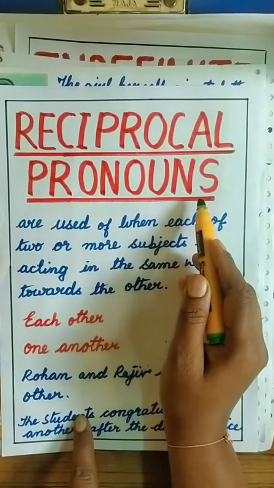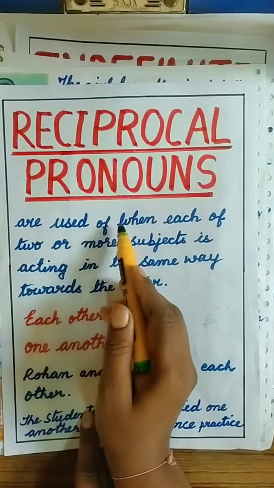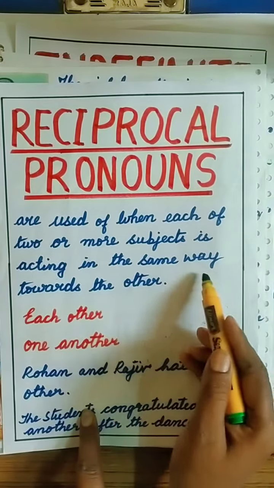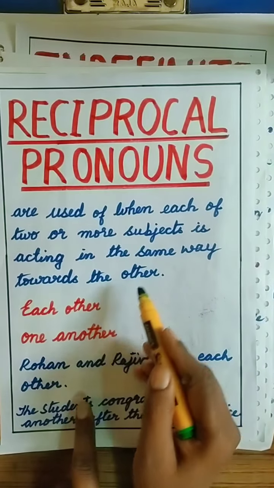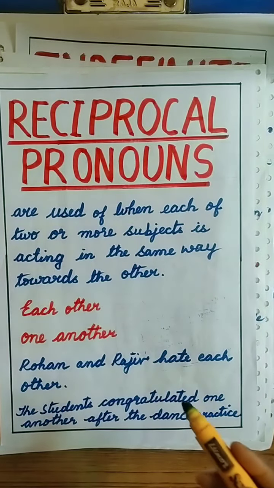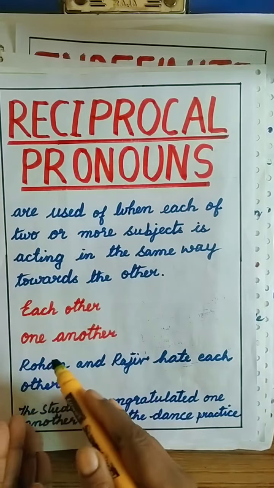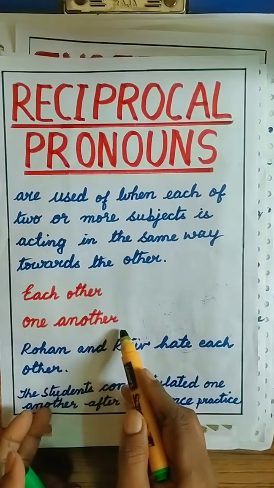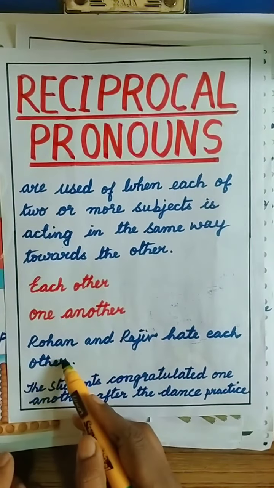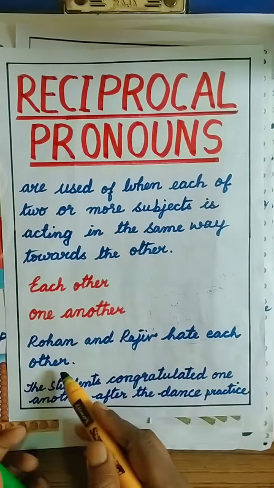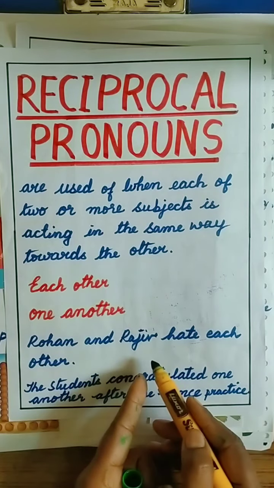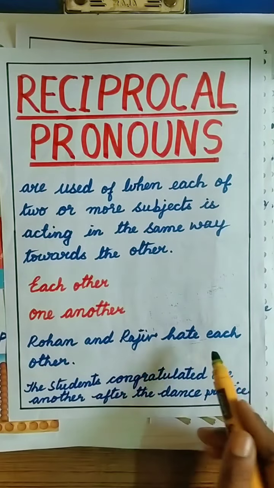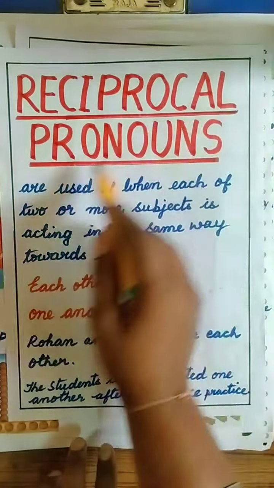Reciprocal pronouns are used when each of two or more subjects is acting in the same way towards the other, vice versa, right? Each other, one another. So, what is the example? Rohan and Rajiv hate each other. So, Rohan hates Rajiv and Rajiv hates Rohan. So, it's each other. This kind of pronoun is known as a reciprocal pronoun.